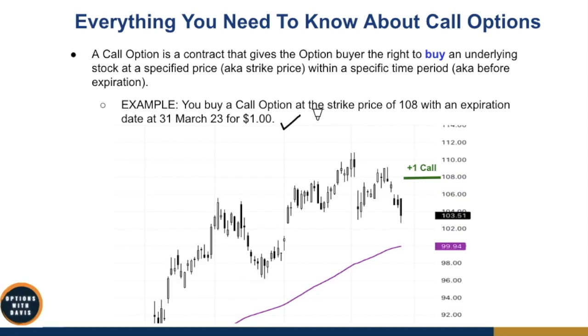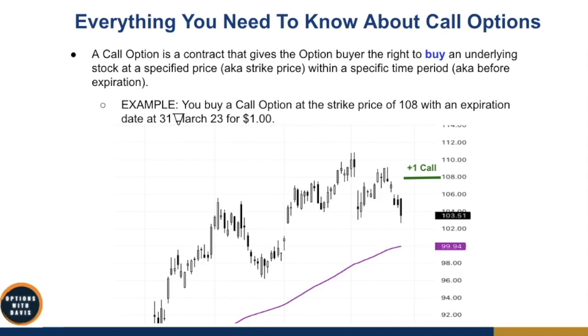That's because each option contract controls 100 shares, right? So if you have 100 shares for one contract, you have to times it by 100. So if it's $1, you times 100, that is $100. And if it's $2, you times that by 100 as well, that becomes $200.